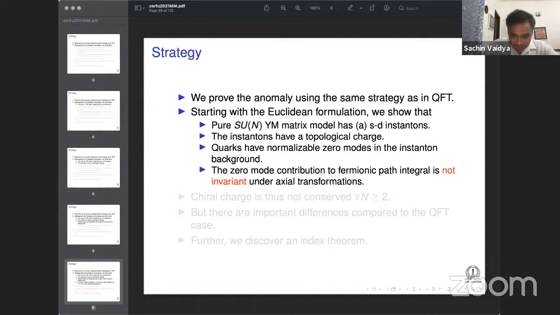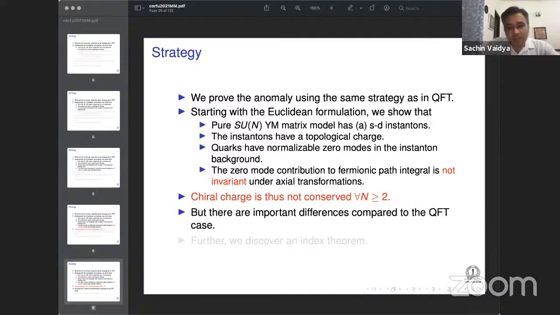And this is, I guess, one of the most interesting parts, although personally I feel that all parts are interesting, that the zero mode contribution to the fermionic path integral turns out to be not invariant under axial transformations. So the axial charge or the chiral charge is thus not conserved. And this happens for all SU(N), SU(2), SU(3), and all the way to SU(N) for N large, however large you want.